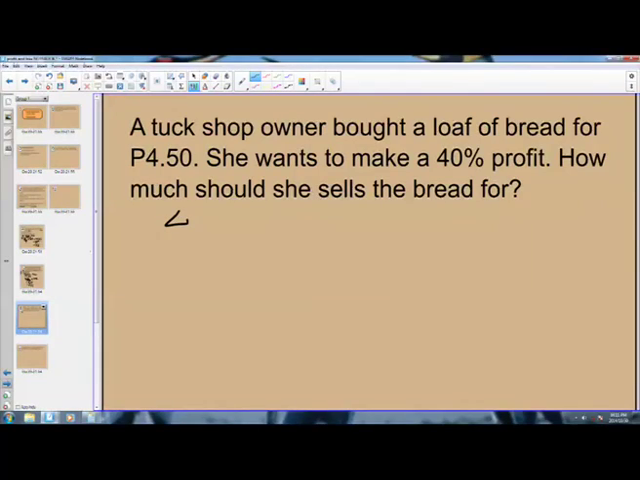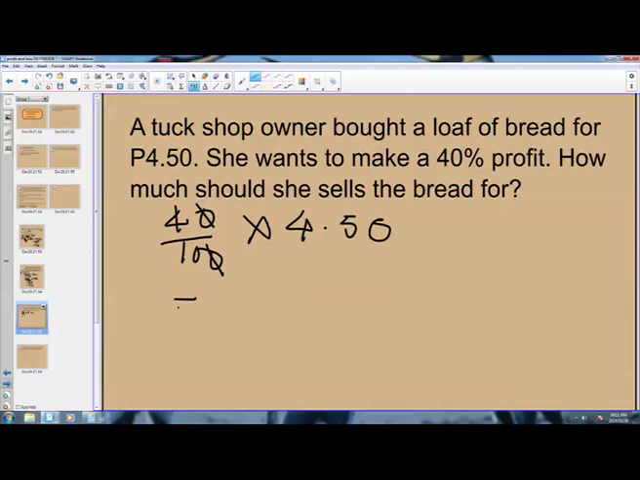This will be 40 divided by 100 multiplying 4.50. It's money, 2 decimal places. Now, this 0 and then this simply means you are now dividing by 10. When you divide by 10, you just move the point once to the left.